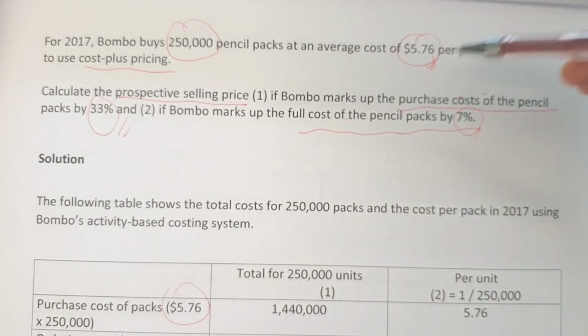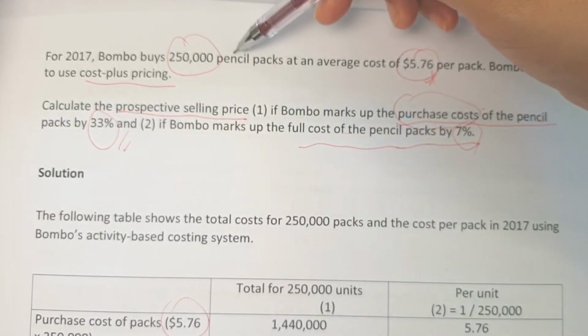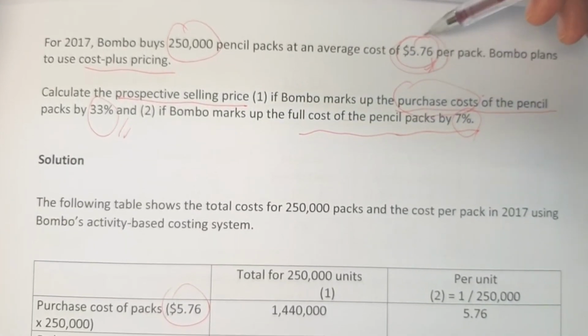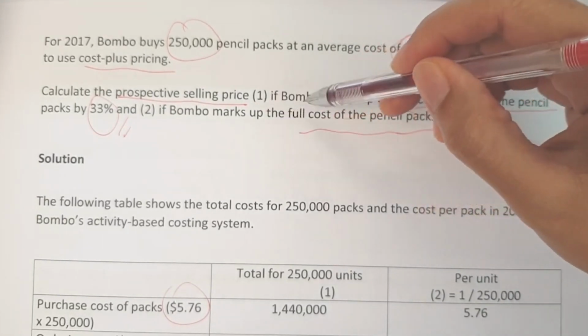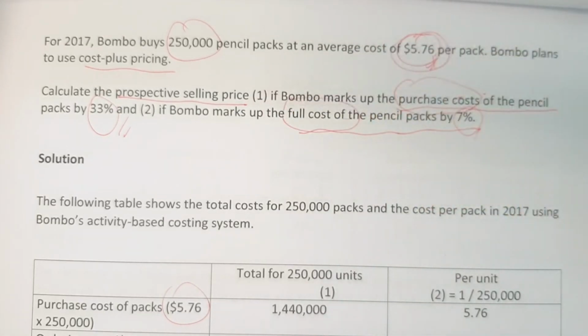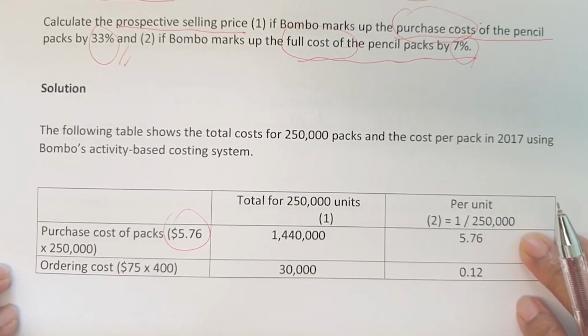Okay, so you have to remember what is the purchase cost. Purchase cost is obviously this cost. Pencil pack at an average cost is 5.76. This is the purchase cost of the pencil. And what is the full cost? Full cost is where they consider all the variable costs and fixed costs that have been incurred in the production of the products. Okay, so here is the solution for the problem.